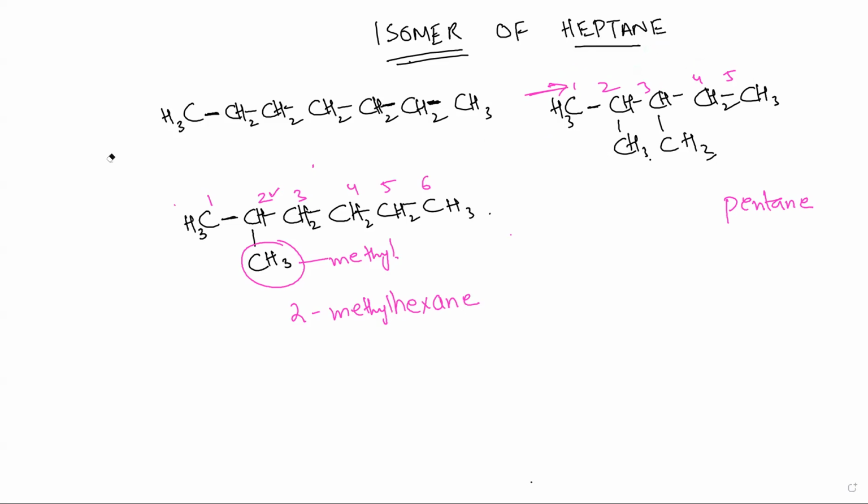Okay. And now how would it be named? Look over here. We have one methyl group on the second carbon. We have another methyl group on the third carbon. So it would be named as 2,3-dimethylpentane. Got this, everybody? Now what we'll do is that we'll reduce the main chain to 4 carbon.